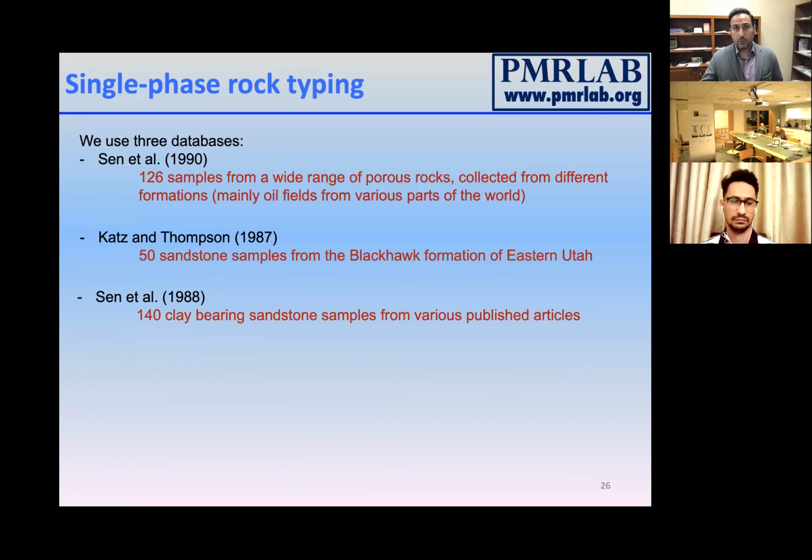Okay, to do single phase rock typing, we found 3 different databases: Sen et al. 1990, including 120 rock samples; the Katz and Thompson database, including 50 sandstones mainly from eastern Utah; and the last one includes 140 clay-rich rock samples from different formations. We're going to use this form of the permeability equation, the JKS original function that relates permeability to formation factor and some characteristic pore size.